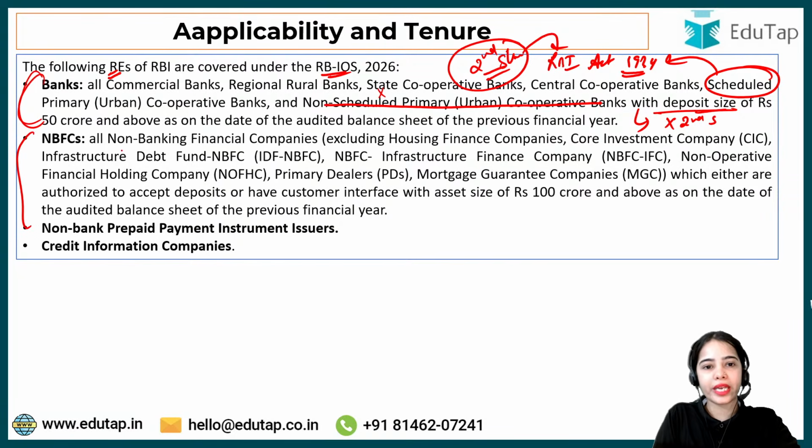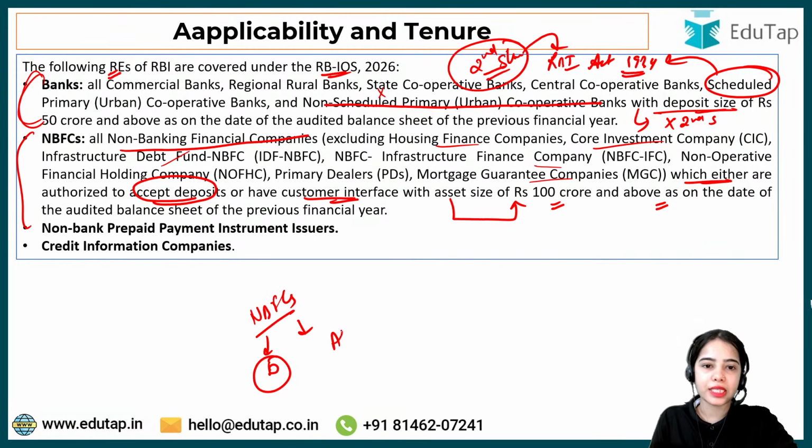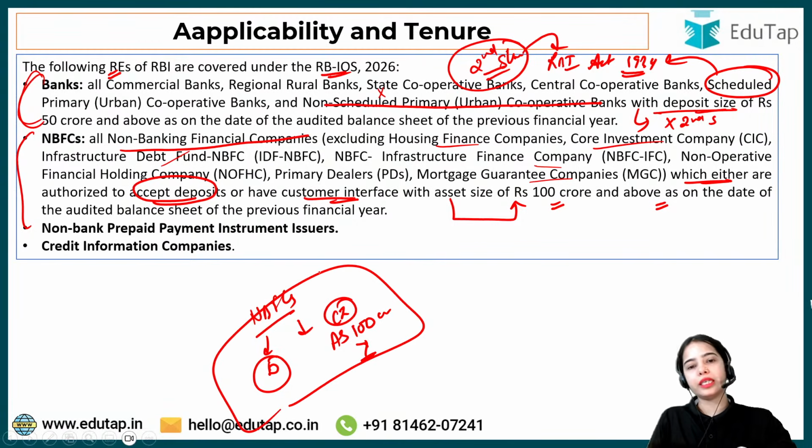Now NBFCs, all NBFCs excluding housing finance companies, core investment companies, infrastructure debt funds, and all these other NBFCs. So NBFCs which either are authorized to accept deposits or have customer interface with asset size of rupees 100 crores and above will be included under the Integrated Ombudsman Scheme. So the deposit taking NBFCs, or the NBFCs that have the customer interface with asset size of 100 crores and above, will be included in the Integrated Ombudsman Scheme.